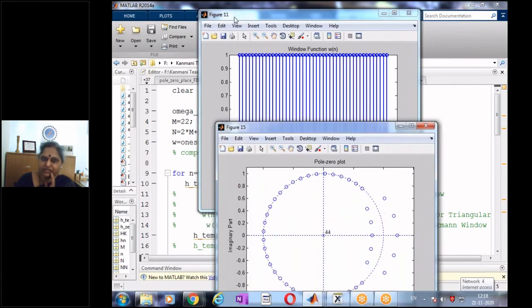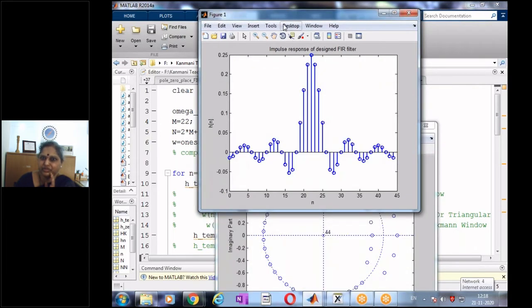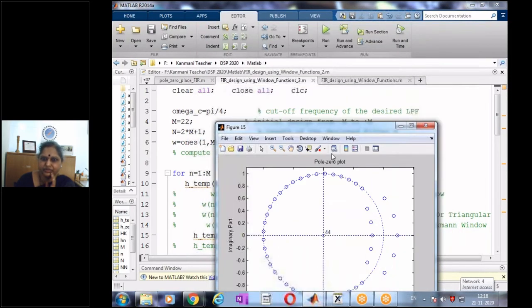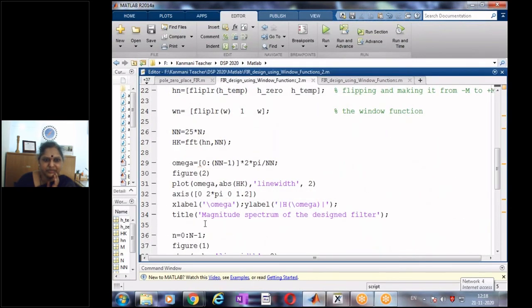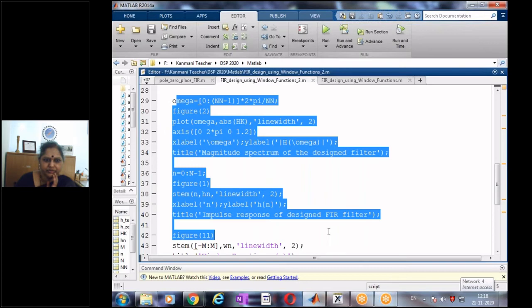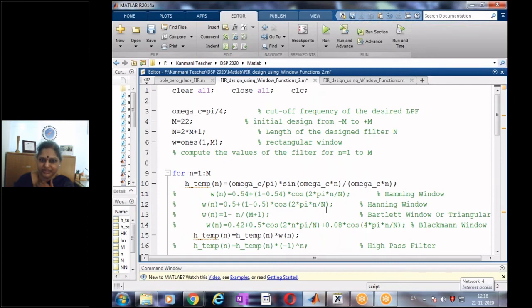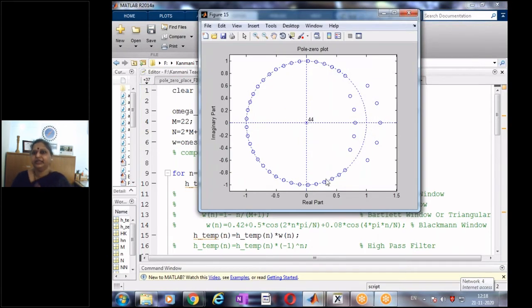So now let me change the cutoff frequency. Since my focus is only on the pole zero plot, I will not observe the other plots, so let me just mask them. Let me look at only the pole zero plot, because we have already seen the performance of the impulse response, etc. Let me run the program again. I'm having a filter of length 45. So M is 22, a filter of length 45, a low pass filter with a cutoff of pi by 4. And when I run, this is my pole zero plot.